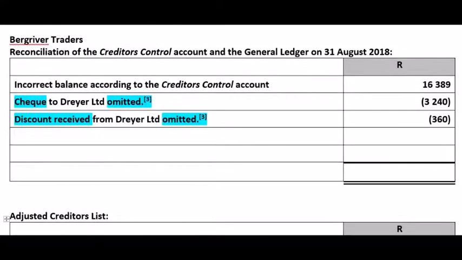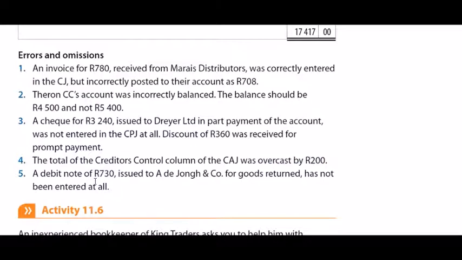So in your creditors control account calculation, you will have to go and say the CAJ column was overcast. Okay, you can just say it like that. CAJ column was overcast. And the effect that this has is we have to add 200 Rand back. If it was undercast, then we should have subtracted 200 Rand more. Then the next one or the last one says a debit note. So once again, immediately you need to know it's the CAJ of 730 Rand issued to A de Jong and Company for goods returned has not been entered at all.